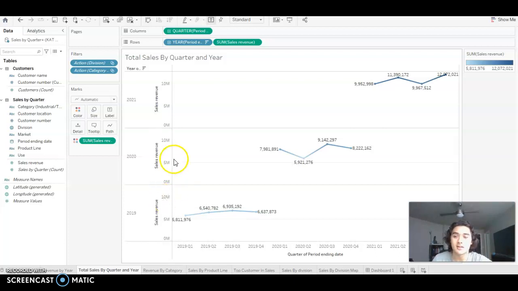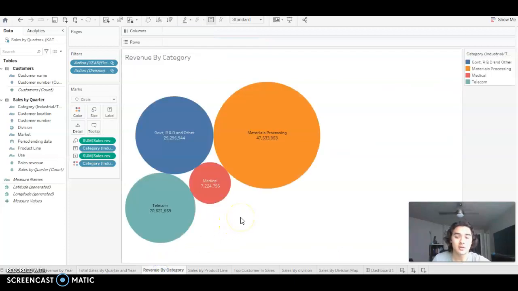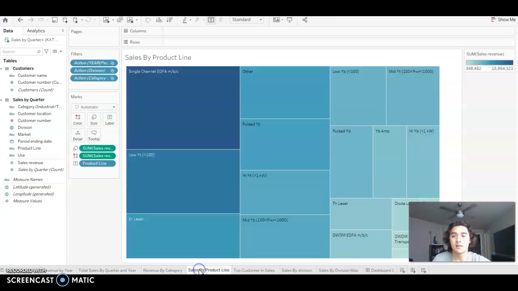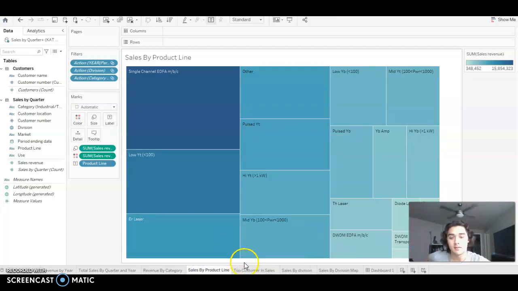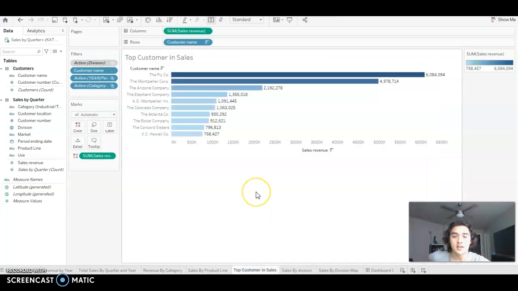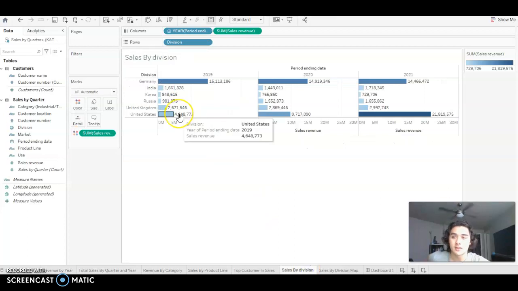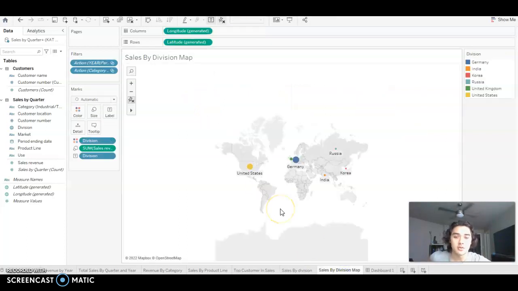basis. So in 2019, 2021, and 2020. Here's our revenue by category, just showing you how much revenue we produced in each category, like telecom, medical, and stuff like that. Here's our sales by product line, showing how much sales we have per product line that we have. Here just shows you our top customers and how much we sold to each of them. Here just shows you our sales by division, showing every country that we have a division in and how much those sales are. And then here just shows you our divisions where they are in the world.